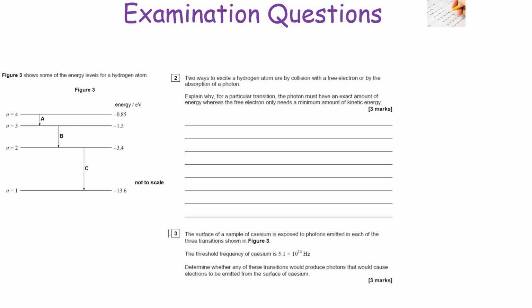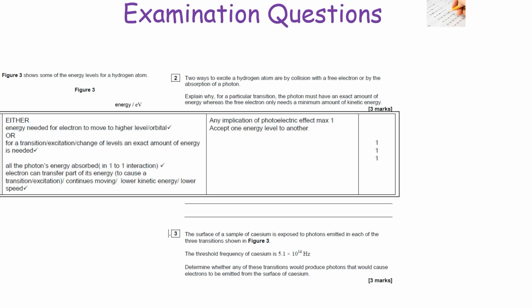Right, so for this one you've got to understand that there are two types of excitation. It can be caused by either a photon being absorbed by the atom or a free electron colliding with the atom. Both will cause the electrons to move to higher energy levels. Because the photon is a particle of energy, all of the energy needs to be absorbed or none of it absorbed at all, because the photon will only interact in a one-to-one interaction. An electron, because it's a massive particle and not a particle of energy, can transfer some of its energy and keep the remainder of it.